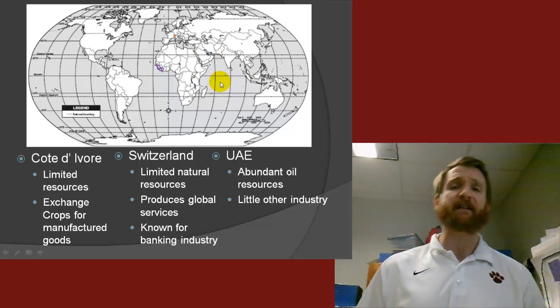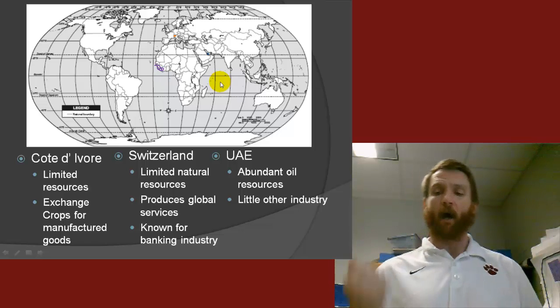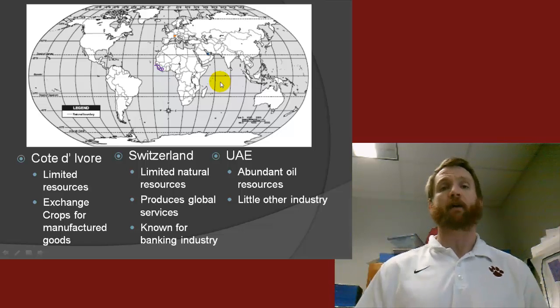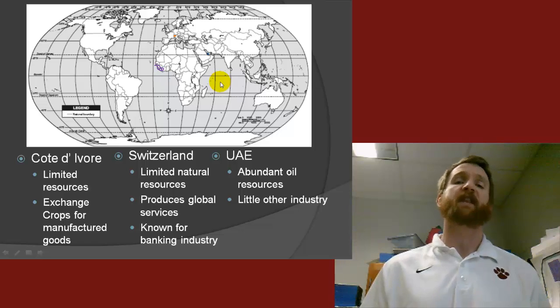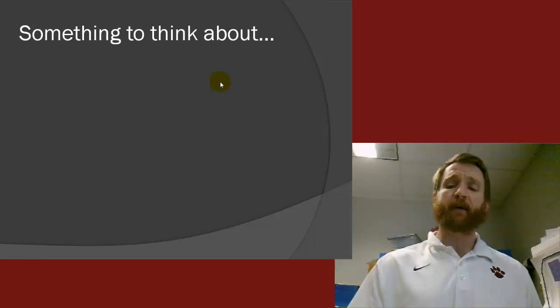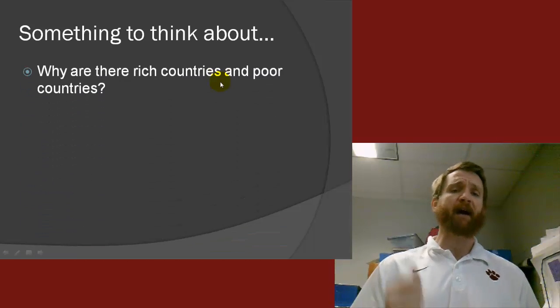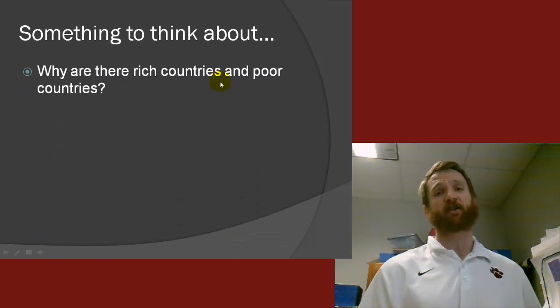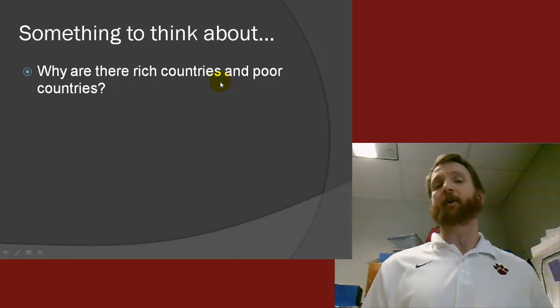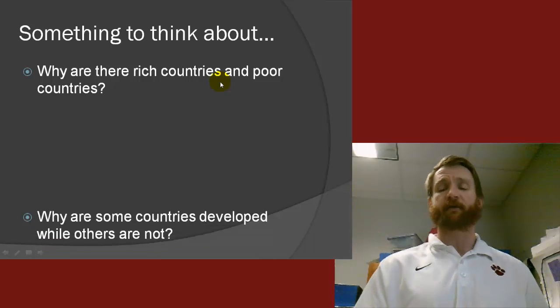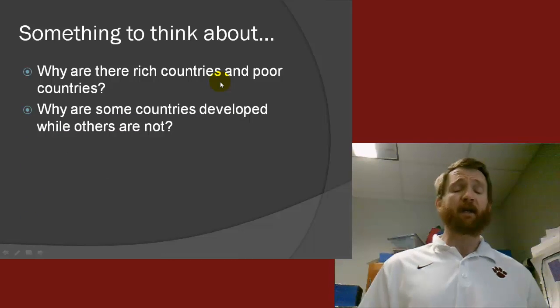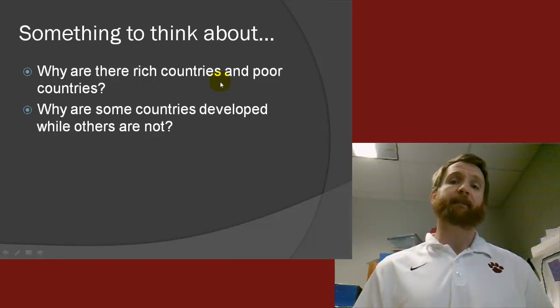So here's some things I want you guys to think about as we go. We'll have another lesson tomorrow on how technology changes things and how things have changed over time. But here's what I want you to think about. Okay, I want you to think about why are there rich countries and why are there poor countries, and be able to explain why there are those two types of countries. And why are some countries developed while others are not, and be able to explain that.